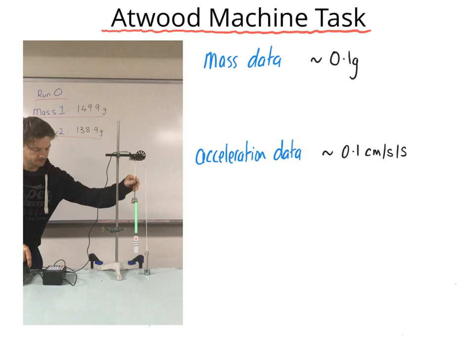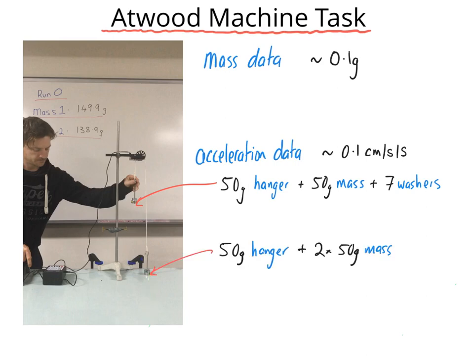This is the counterweight, so this is the lighter mass. Here we have a 50 gram hanger, plus a 50 gram slotted mass, and an extra 7 washers. These are the masses that I'm going to transfer from one mass to the other mass. Here I have a 50 gram hanger and two 50 gram masses. So this is to ensure that this mass is heavier than the one on the left, the counterweight.